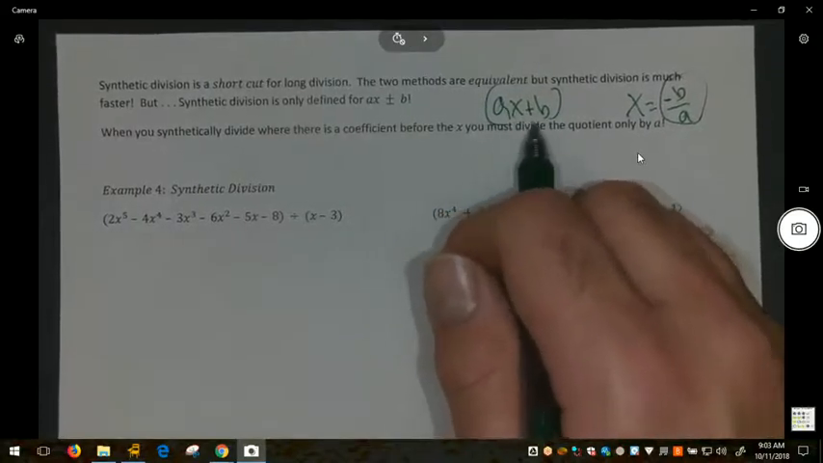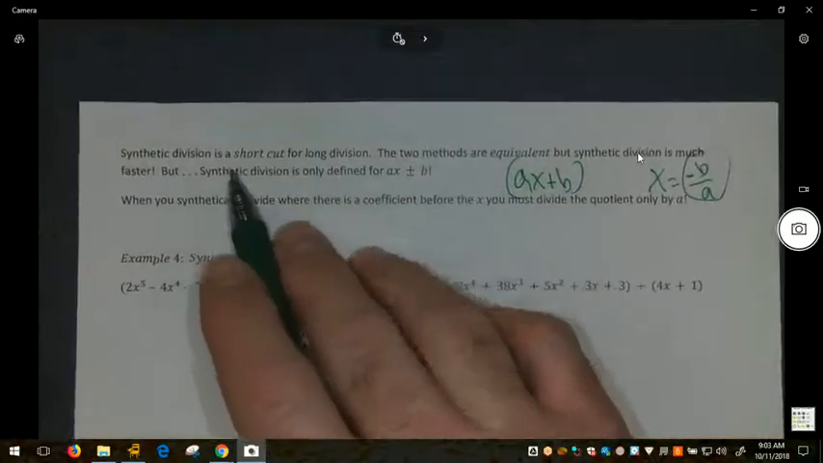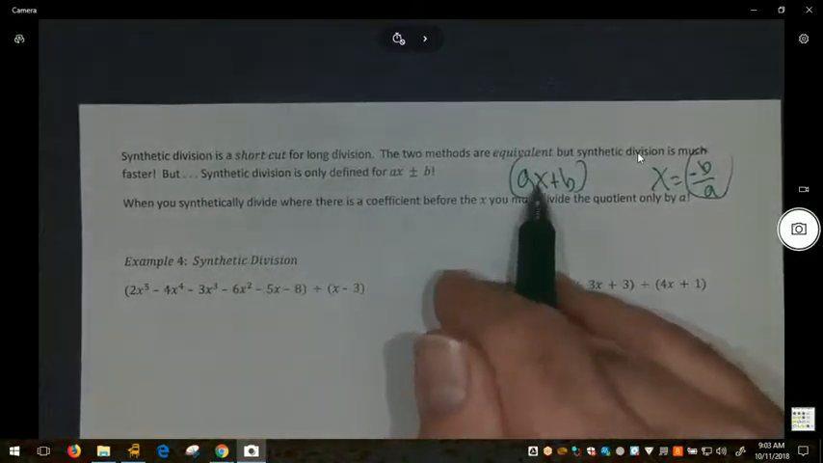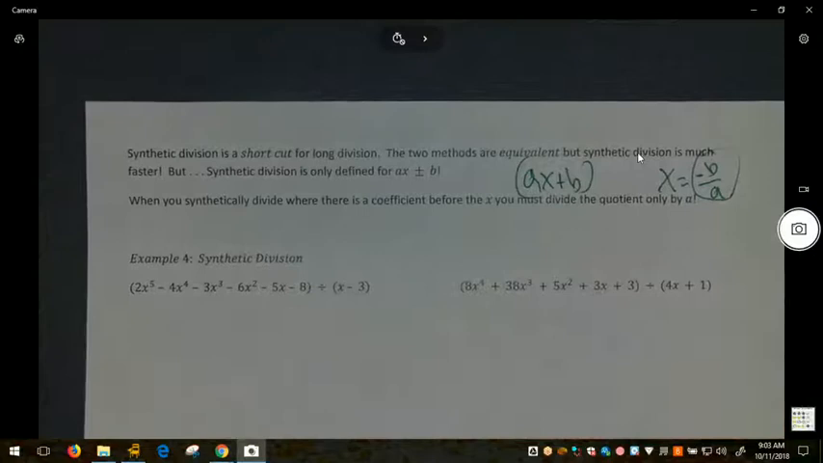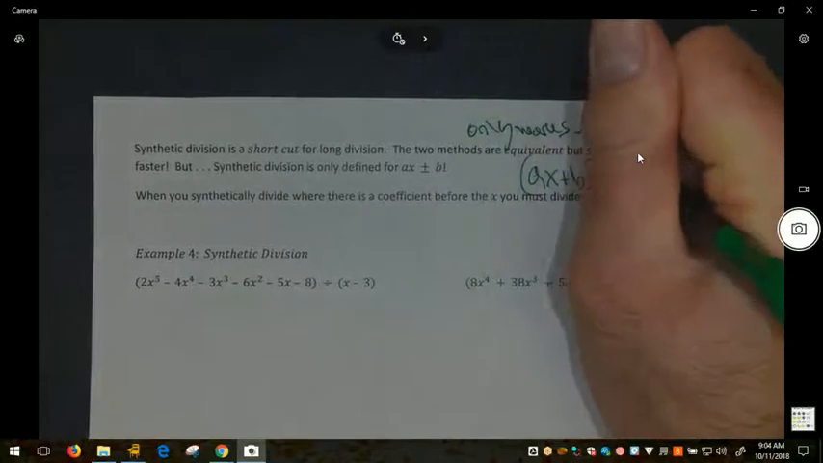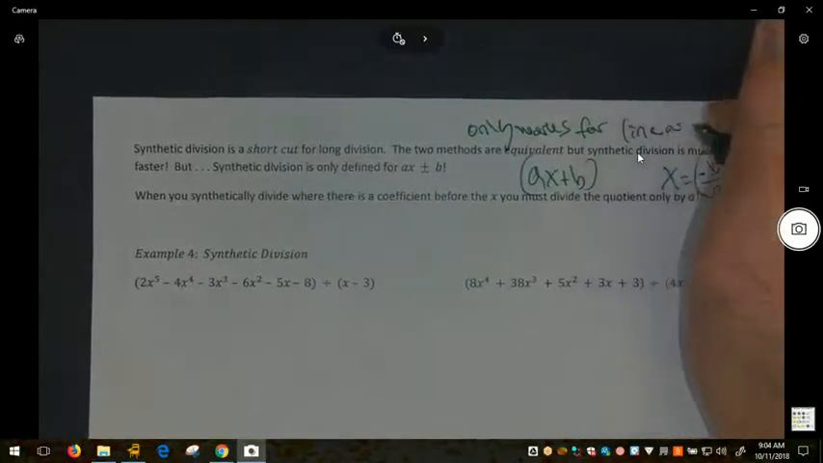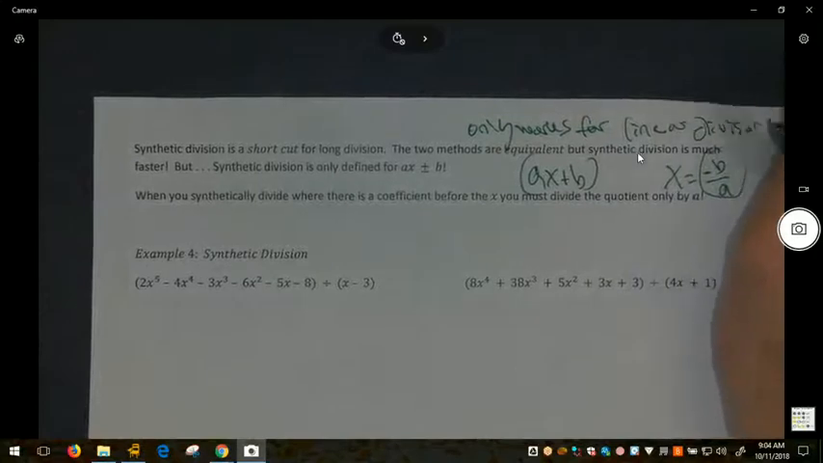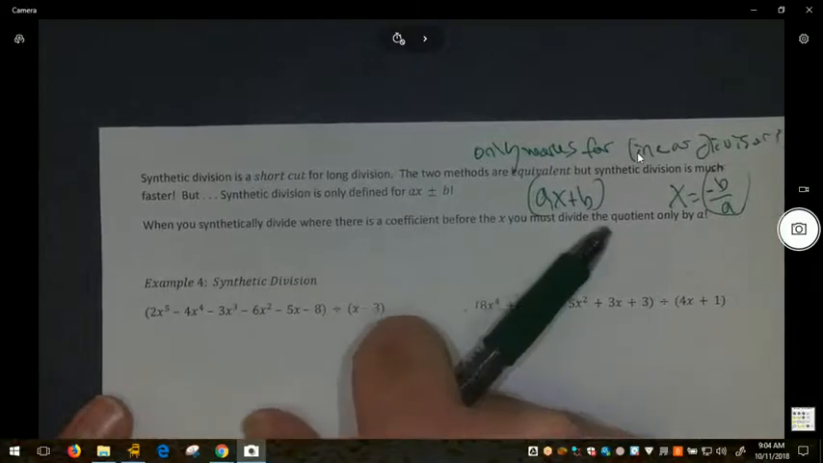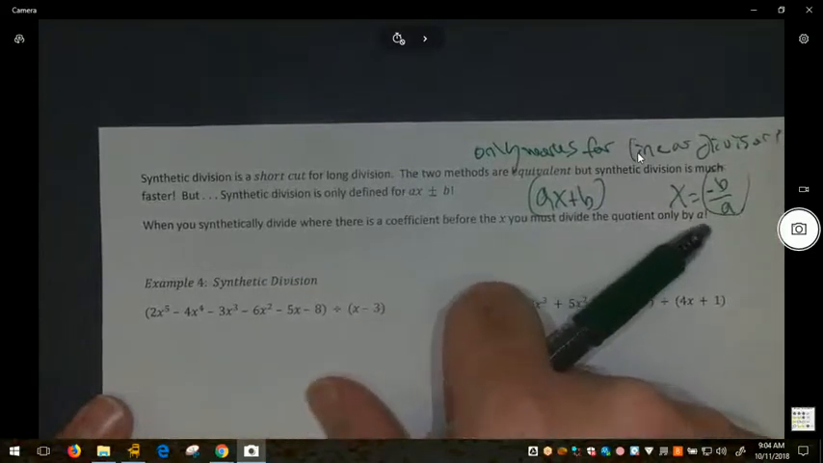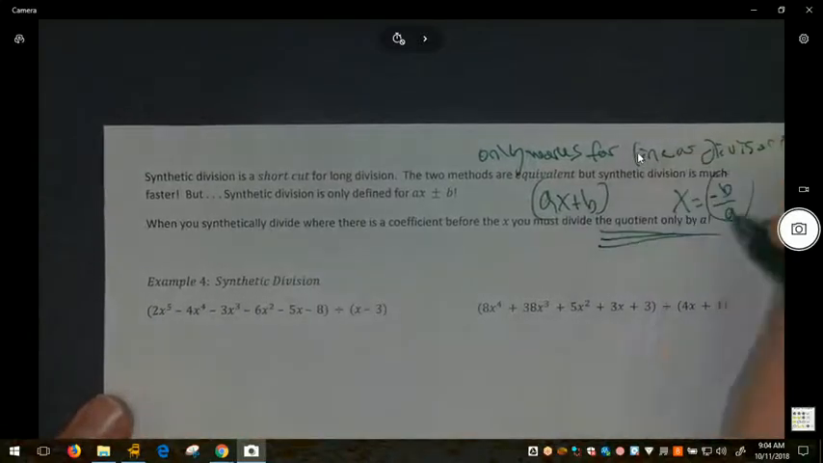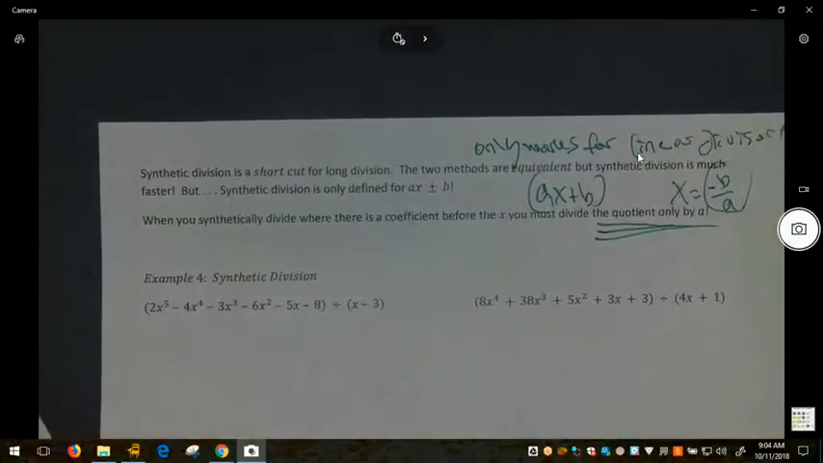If it's not a linear term, what this is basically saying is synthetic division is a shortcut for long division, but it only works for linear divisors or linear factors. So we have this example. When you synthetically divide where there's a coefficient before the x, you must divide the quotient only by a. We'll look at that and what that means in just a second.